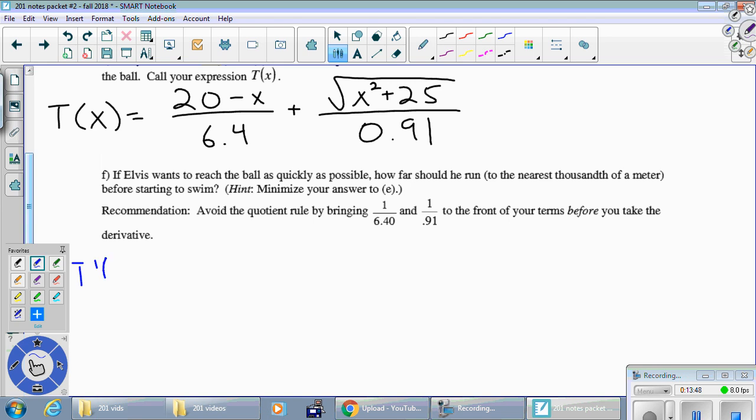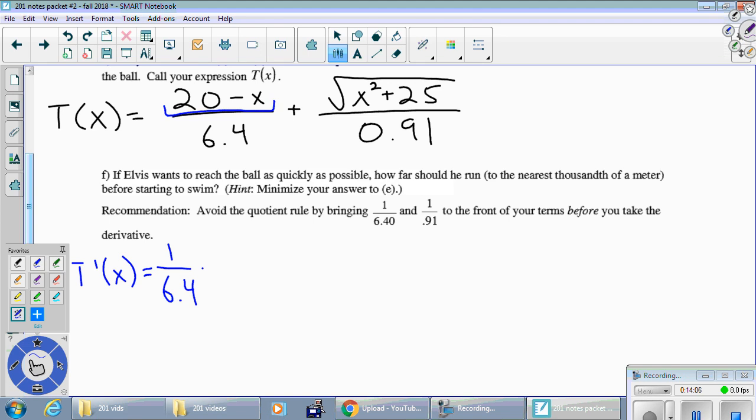T prime of x equals. Okay, doing the derivative of this 20 minus x over 6.4. The recommendation is to not do the quotient rule, but rather treat this division by 6.4 as a multiplication of 1 over 6.4 times. And now the derivative is really just the derivative of this 20 minus x, and the derivative of 20 minus x is simply negative 1. That is what you would get if you did the quotient rule and did a bunch of simplifying, but there's no reason to get involved in that.